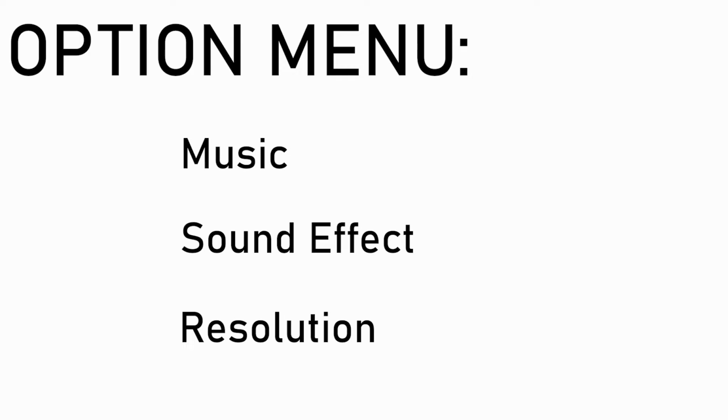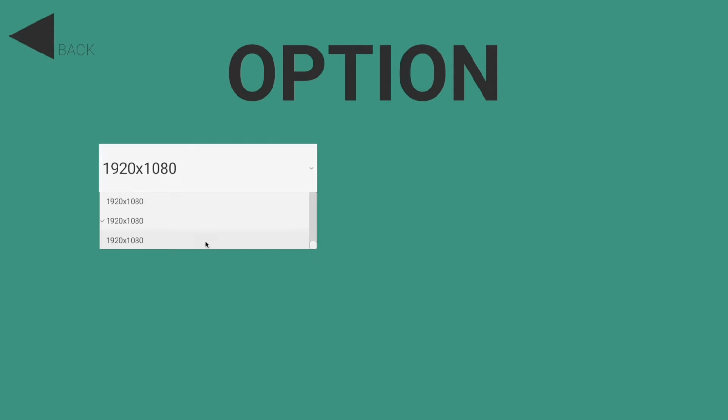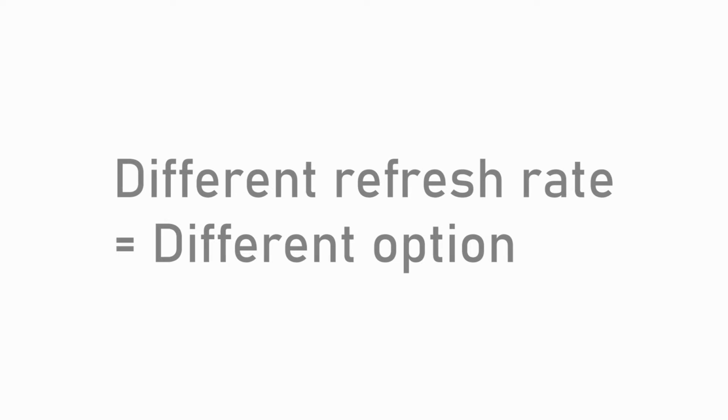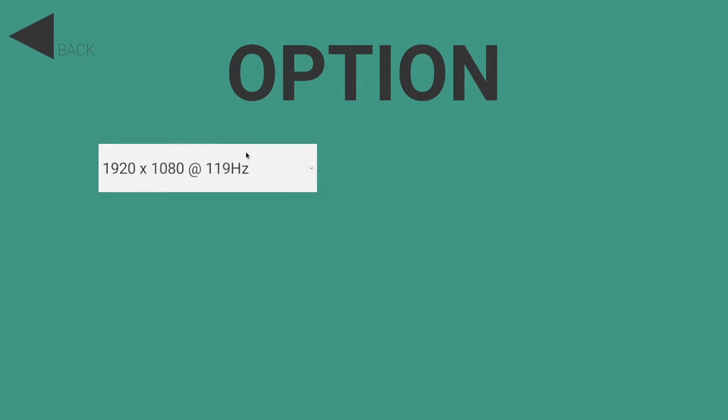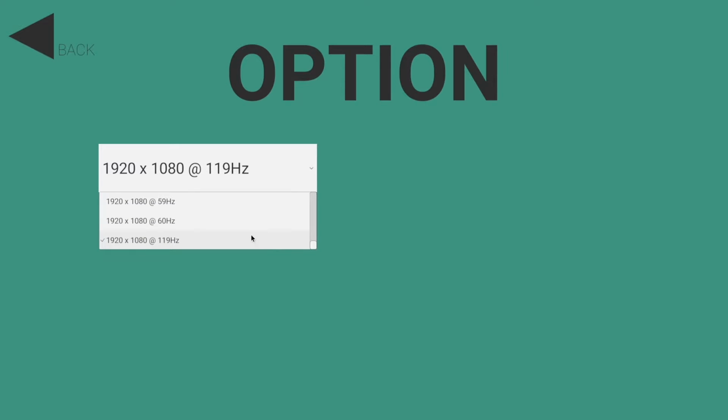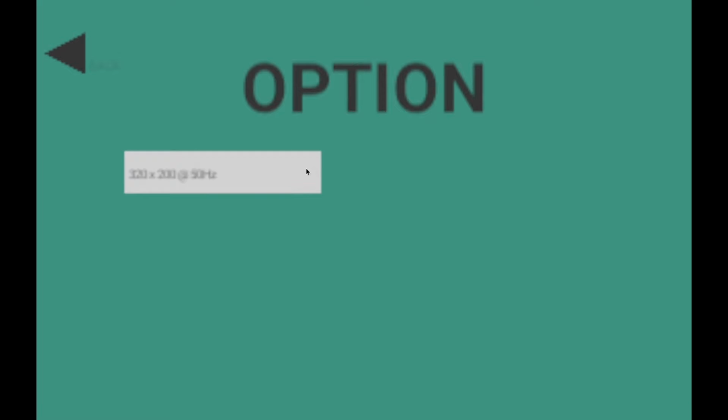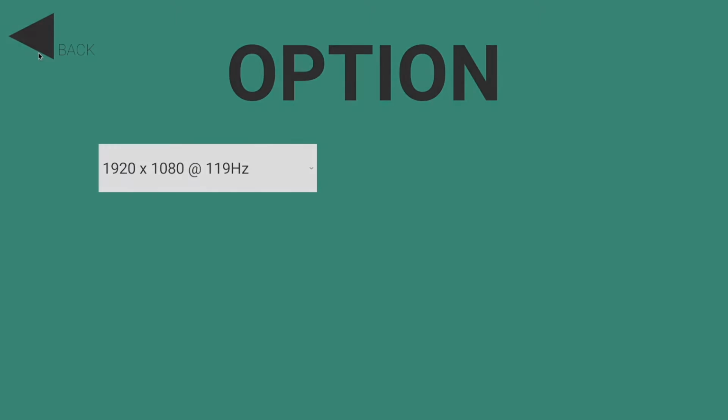I plan to add a simple option menu which can let player adjust music, sound effect, and resolution. Since there's no music or any sound effect in the game right now, I'll just work on resolution first. After adding a drop-down for resolution adjustment, it's not working too good. After searching on the web, I found that different refresh rate is recognized as different setting in Unity. So I added refresh rate in. Although choosing different refresh rate didn't make any changes, at least it looks better.